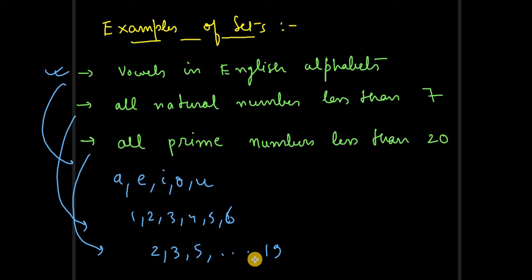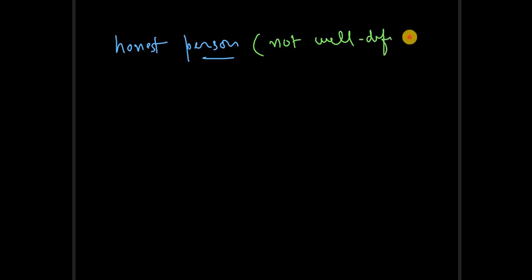Which type of things can we say are not a set? You can say something like an honest person. We cannot have a set of honest persons because it is not well defined, right? It is not well defined. So honest person is not a well defined set, so it cannot be a set, right?